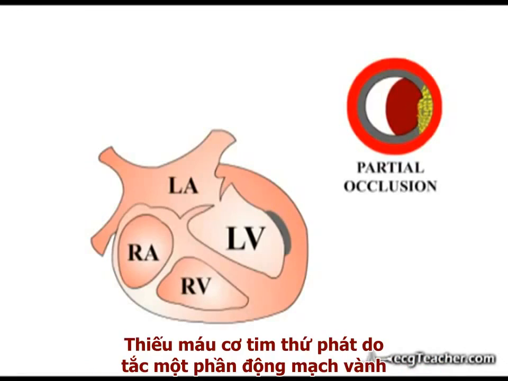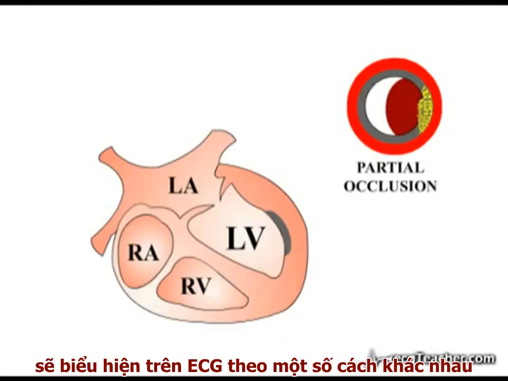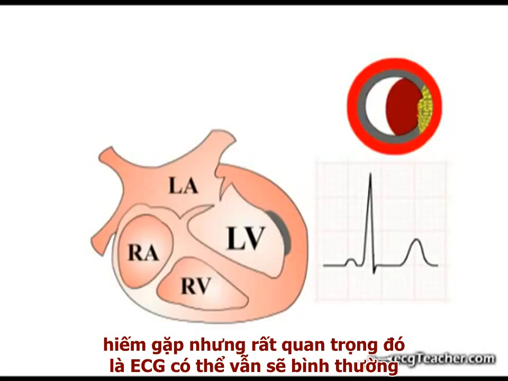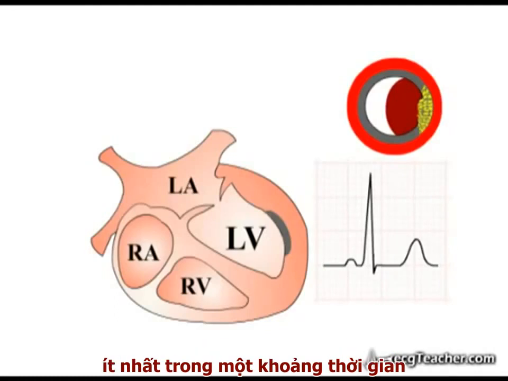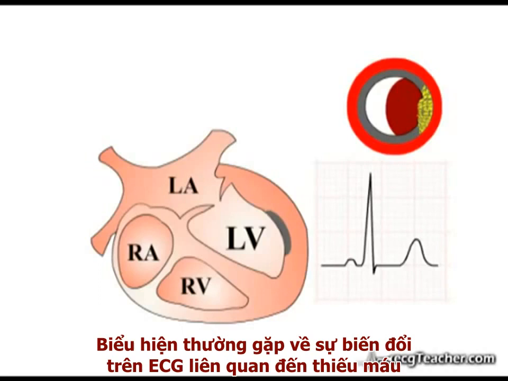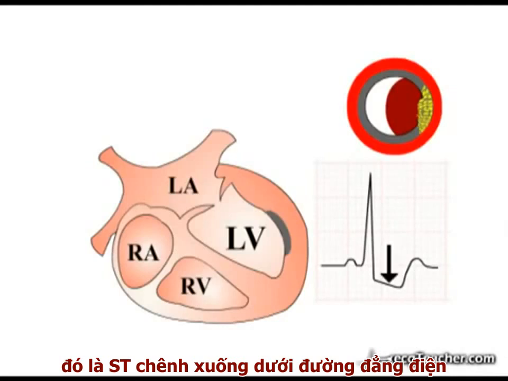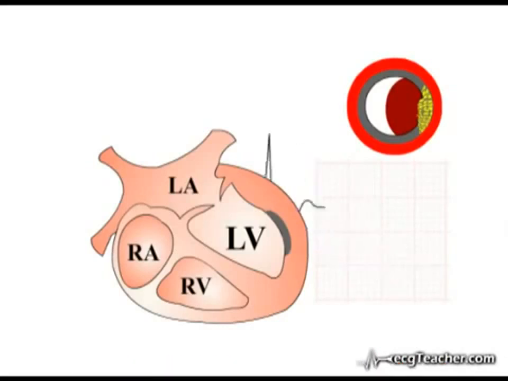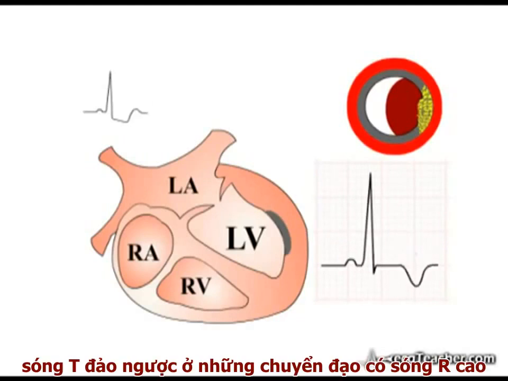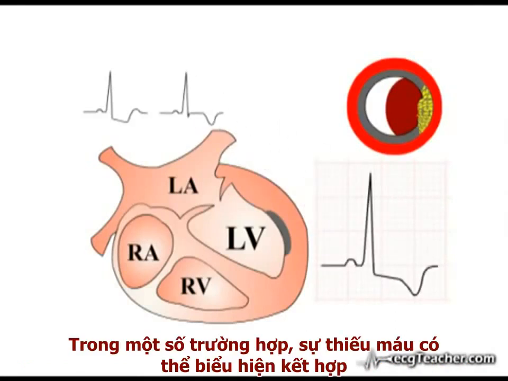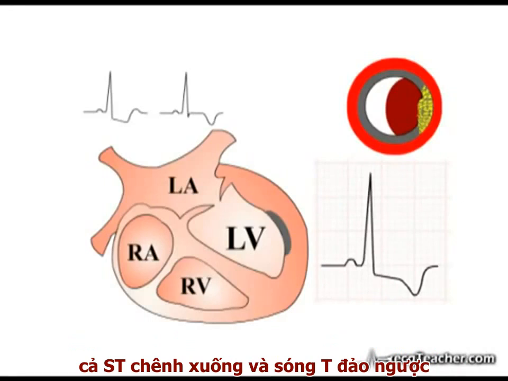Myocardial ischemia secondary to partial occlusion of a coronary arterial vessel manifests on the ECG in a number of different ways. Rarely, but importantly, the ECG may remain normal, at least for a time. However, the classical ECG abnormalities associated with ischemia are depression of the ST segment below the isoelectric line, this is the most common finding, or, as illustrated here, inversion of T waves in leads with dominant R waves, loss of concordance.